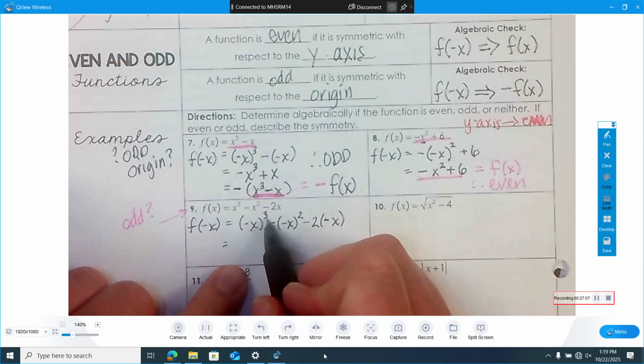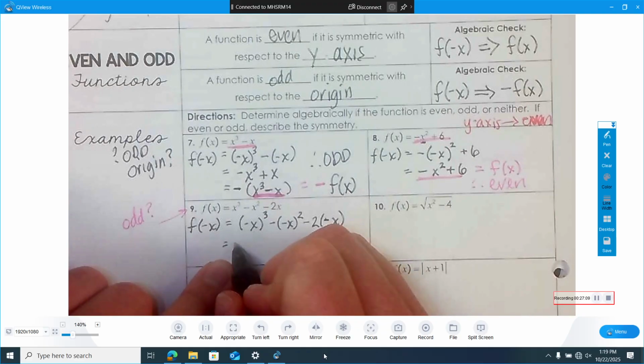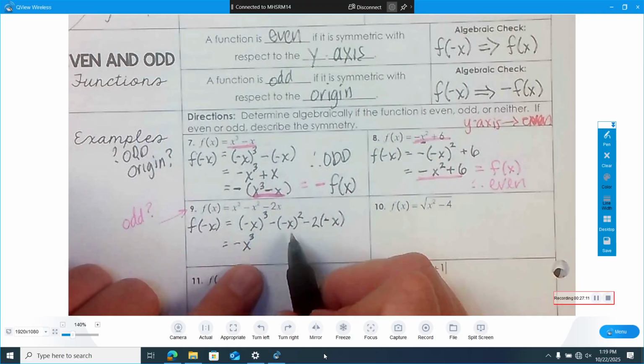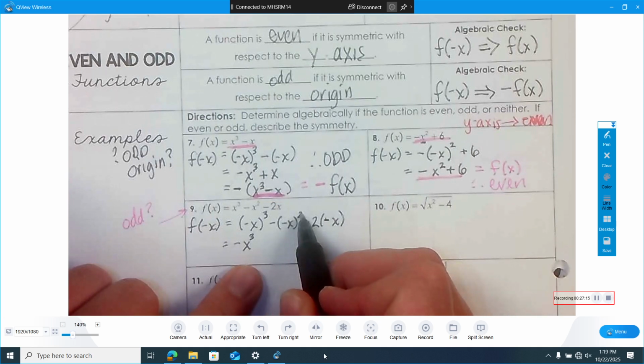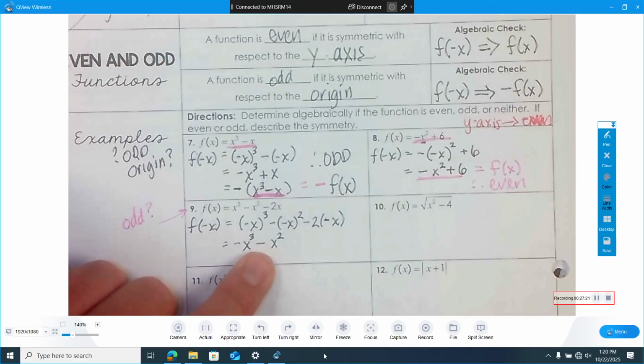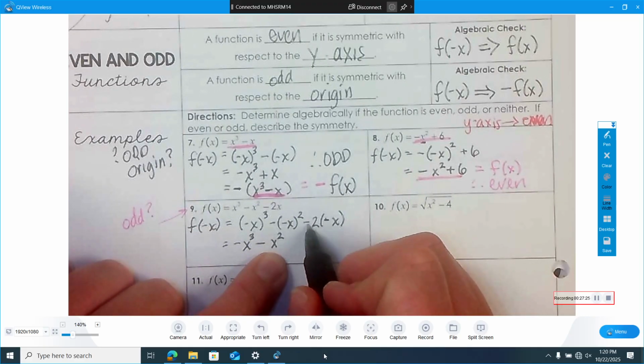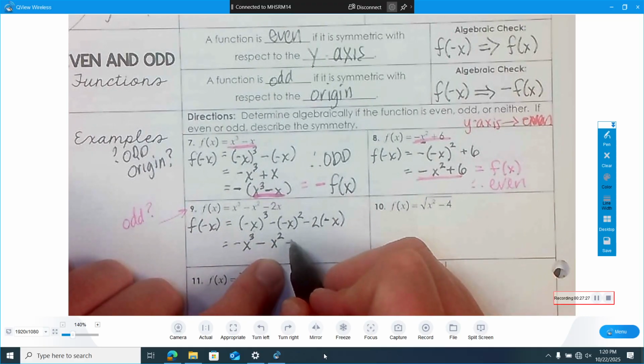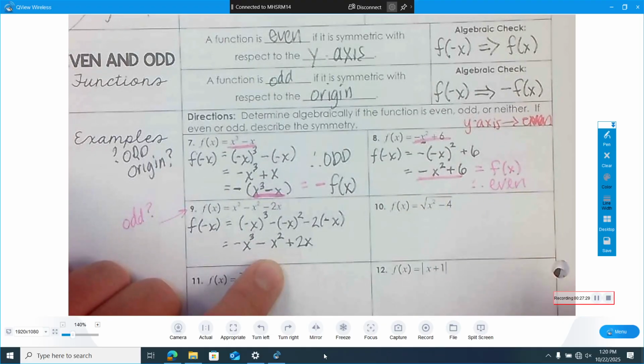So negative x quantity cubed is just negative x cubed. First, we do the exponent. Negative x quantity squared becomes positive x squared, but there's a subtract, so that cleans up to just subtracting the x squared. And then at the end, we have negative 2 times the negative x, which would become positive 2x.